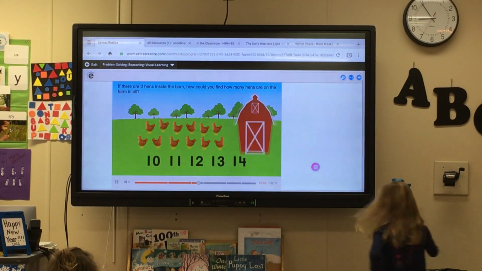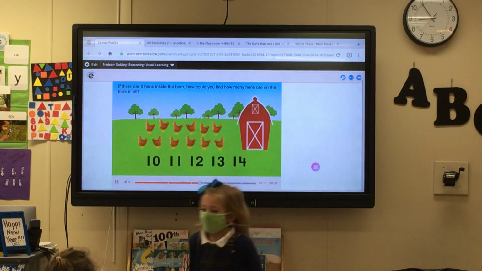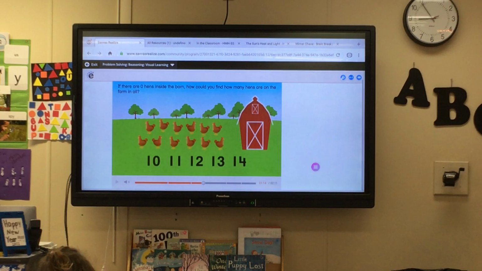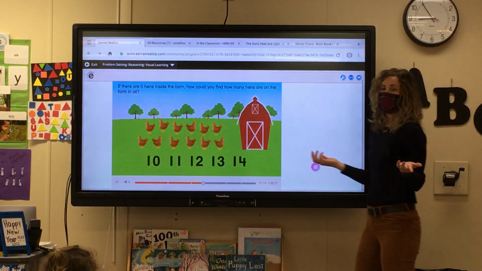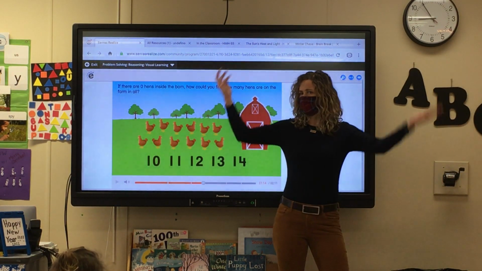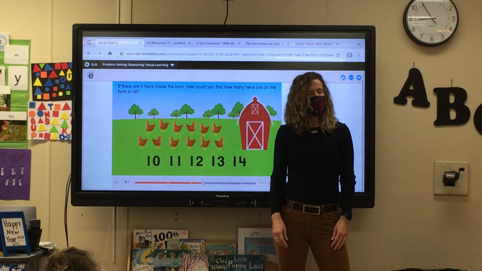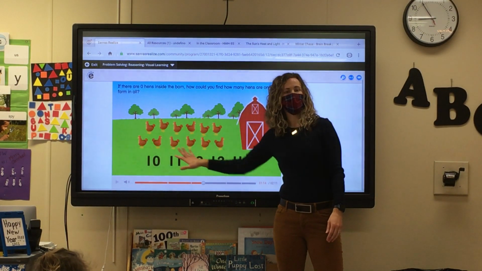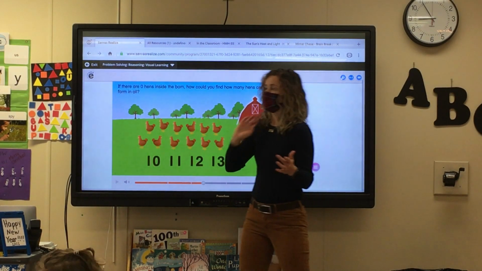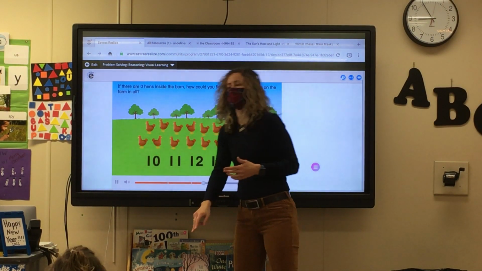If there are 0 hens inside the barn, how could you find how many hens are on the farm in all? If there's 0 inside, how many hens do we have? 12. Just 12, right? If there's 0 inside this barn, we go look inside the barn and we say, oh, nope, there's no hens inside the barn. Well, then we just have what's outside the barn, which is 12. Okay, so that's what they asked. So keep listening, they're going to ask another question.